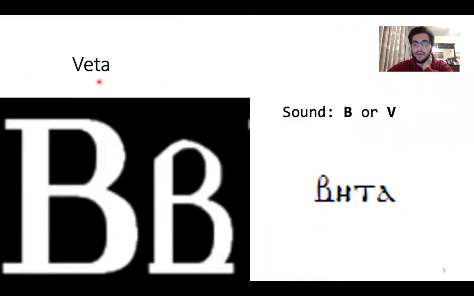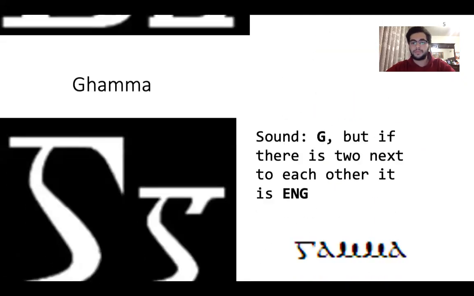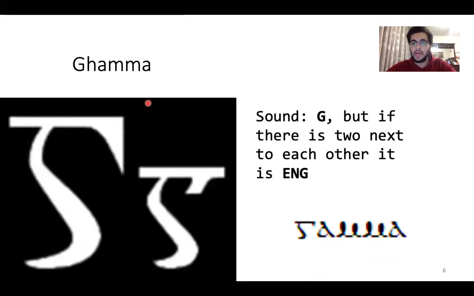Then you have Vita. The uppercase and the lowercase look very similar, and it makes a B or a V depending on where it comes in the word, and we'll visit that when we do the rule of Vita. This is how you spell Vita in Coptic. The next letter in the alphabet is Ghamma. Ghamma makes a G, but if there are two next to each other, it makes an ENG, like an ing sound. This is the uppercase and the lowercase, and as you can see, they look very similar. And for most of the letters in Coptic, that will be the case.